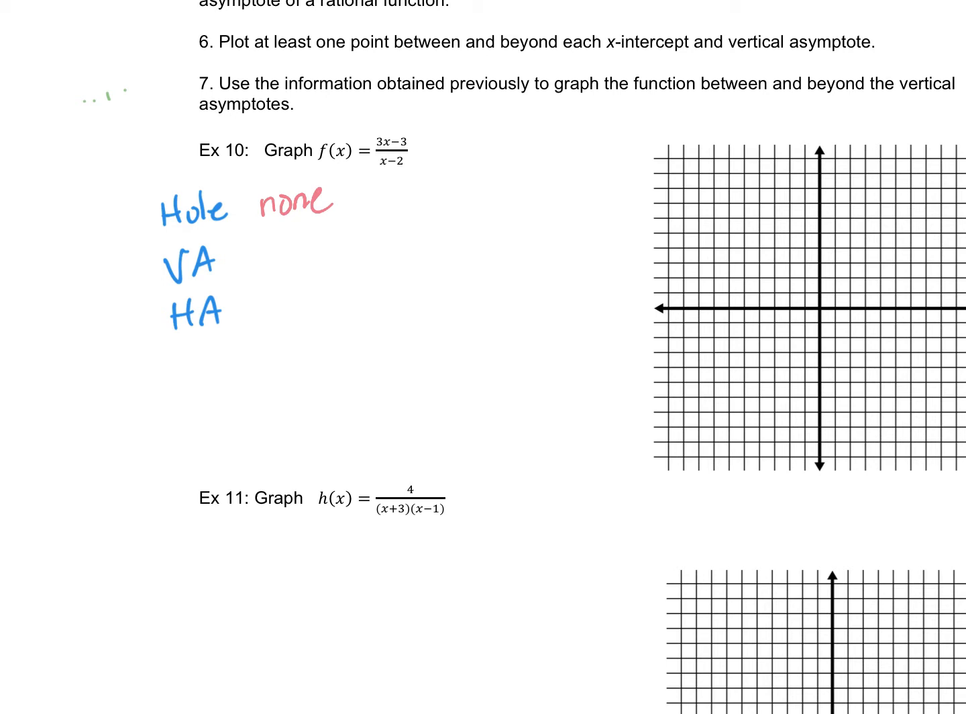Okay. For vertical asymptote, remember we are looking at the denominator. So we would say x minus 2 is equal to 0. That tells us that x equals 2 is a vertical asymptote.